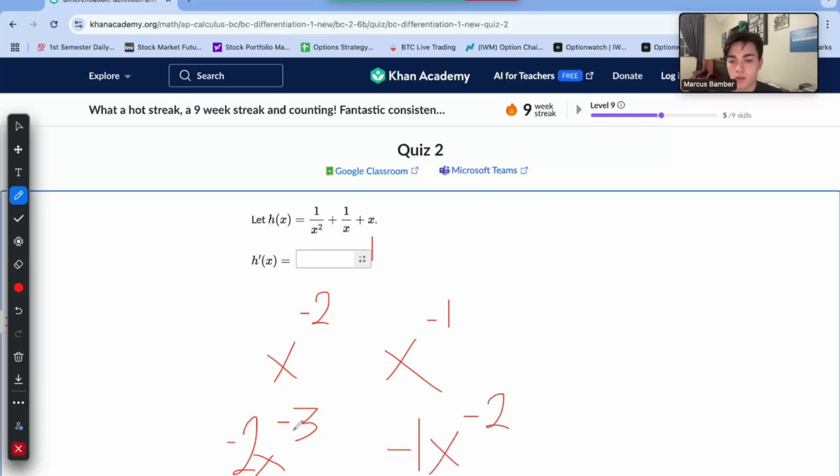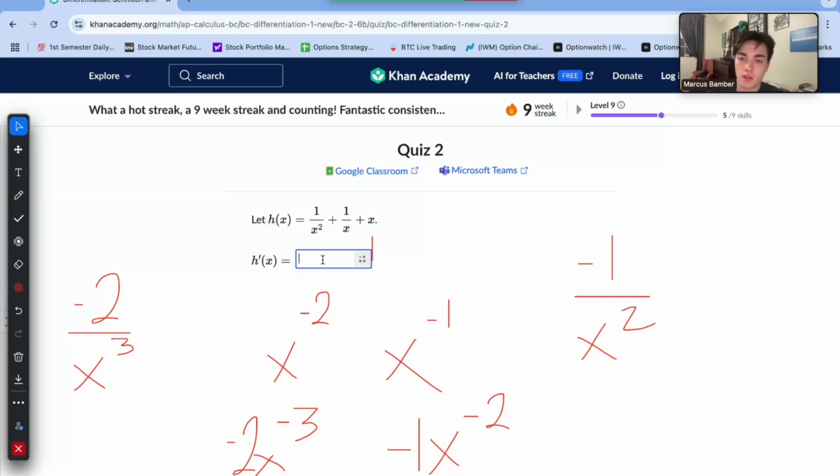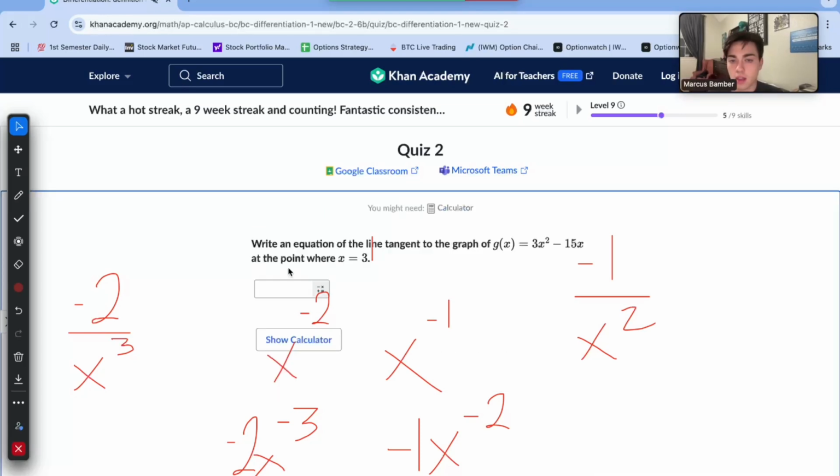And then we will rewrite these as negative 2 over x to the power of 3, and then negative 1, or minus 1 over x to the power of 2. So our full derivative of h of x is equal to negative 2 over x to the power of 3, and then minus 1 over x to the power of 2, and then plus 1. And that is the correct answer for this one.